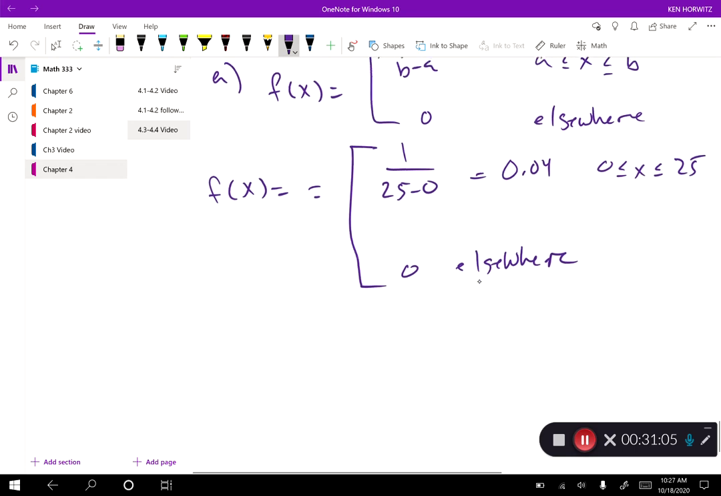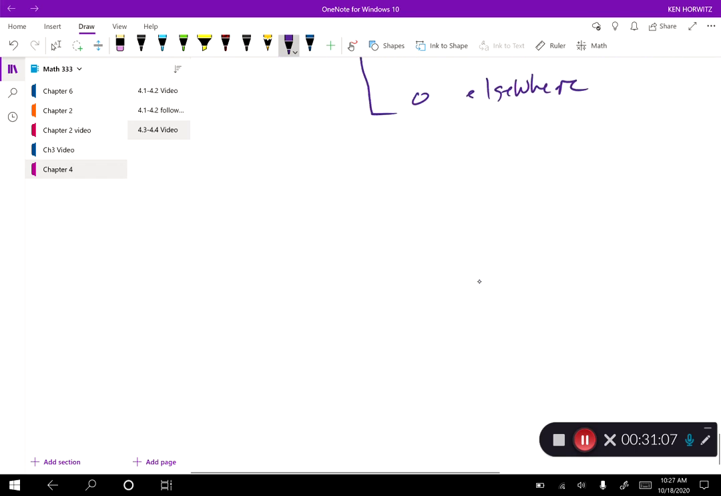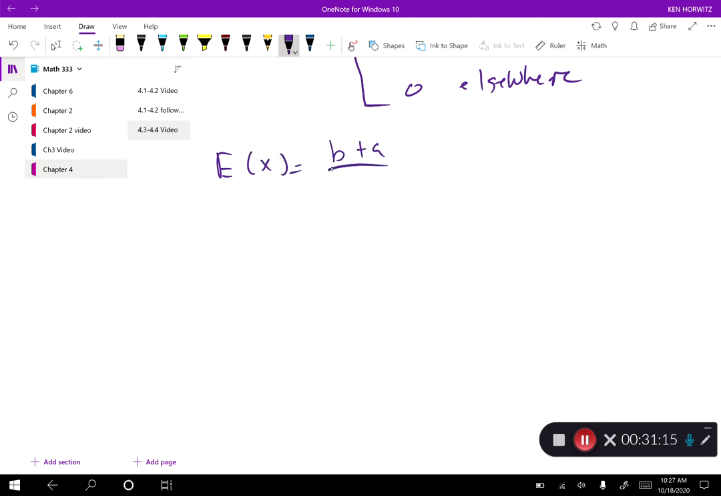Now for my expected value, that was (b plus a) over 2, which equals (25 plus 0) over 2, which equals 12.5. And remember, I did give you units, so please put them in.